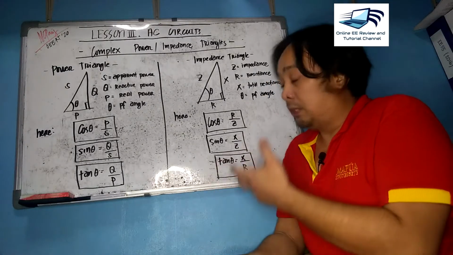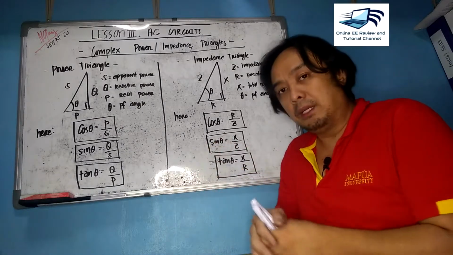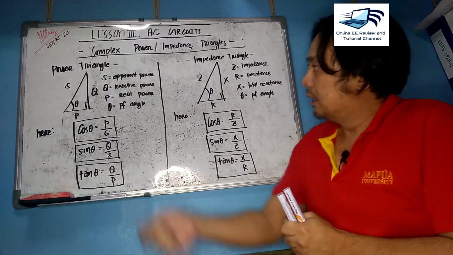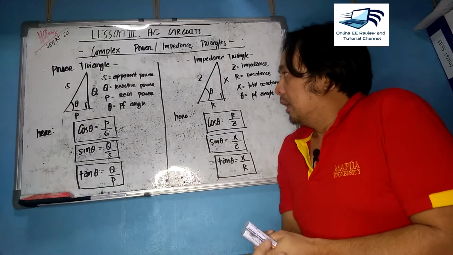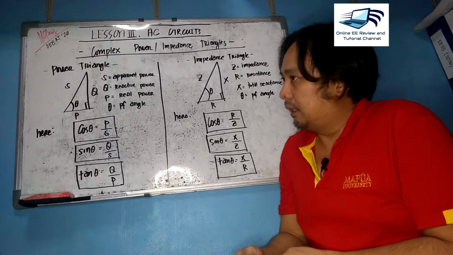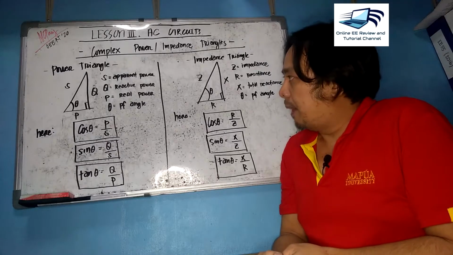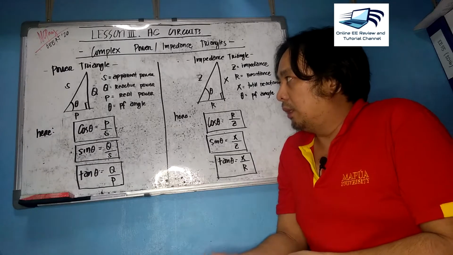So I call this the complex power and impedance triangles. You have two types of triangles, which depend on power and impedance. Let us go first to the power triangle. The power triangle is in terms of three quantities: S, Q, and P.